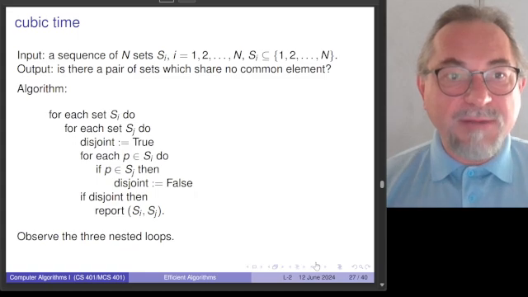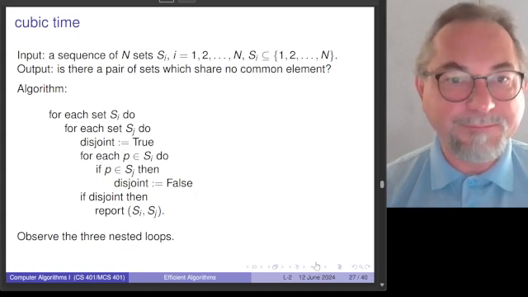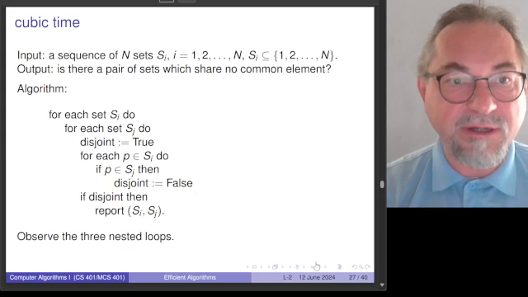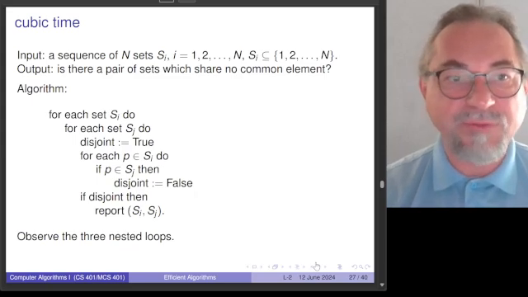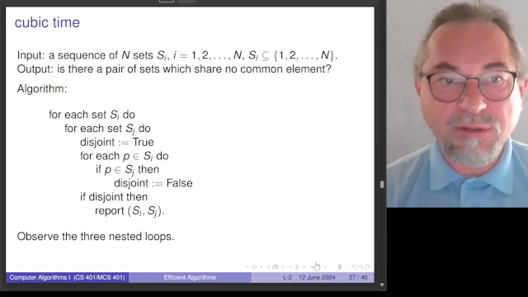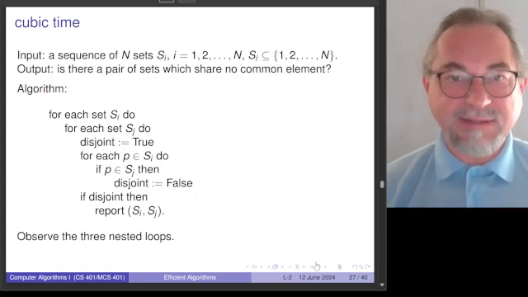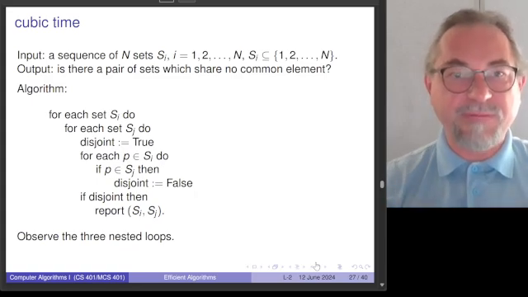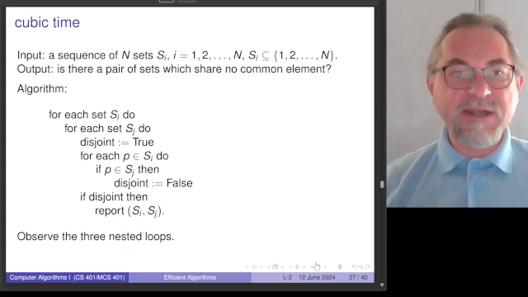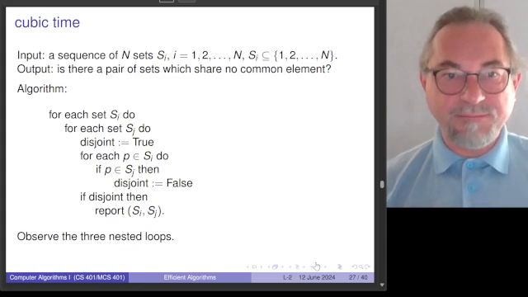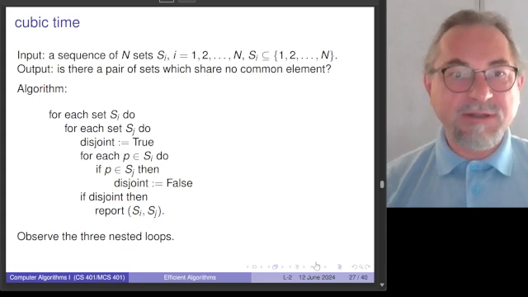Okay, cubic time. Cubic time, consider a sequence of sets of numbers. And you want to look if in this collection, this sequence of sets, there is a pair of sets that share no common element.